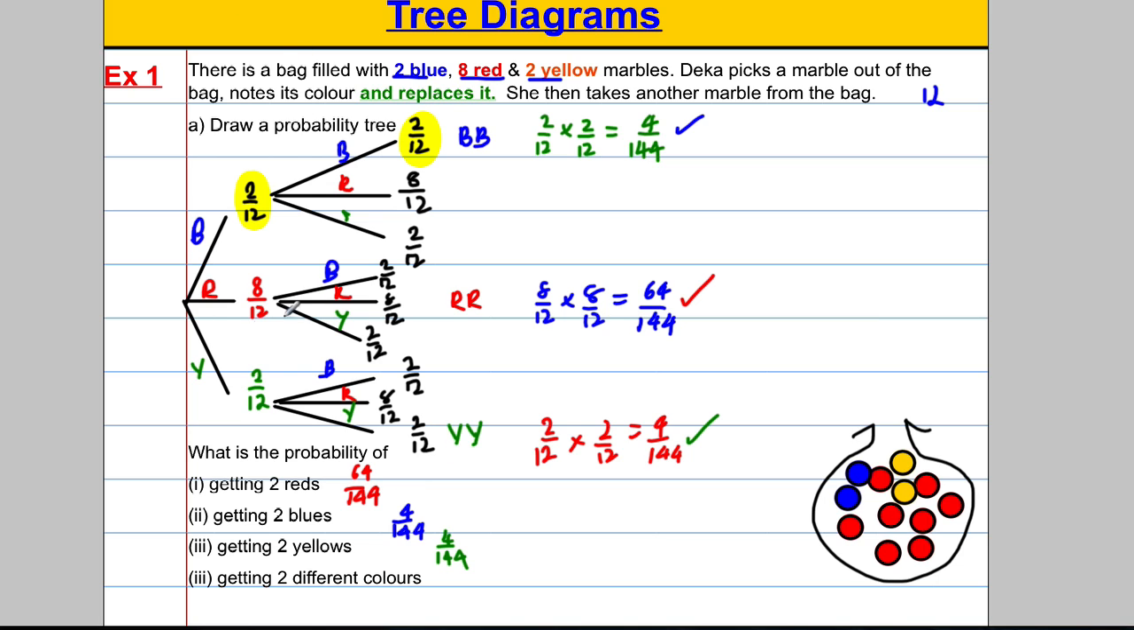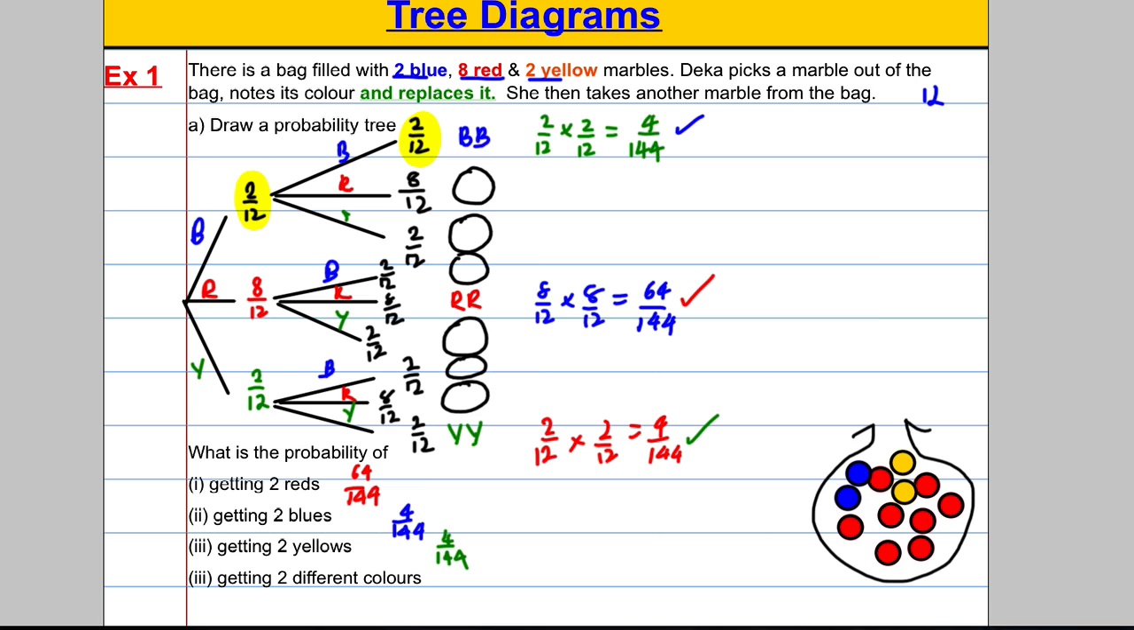Well, two ways of doing it. We could either get a blue and a red and work out this, or a blue and a yellow and work out this, a red and a blue, a red and a yellow, a yellow and a blue, and a yellow and a red, and add them all up, which is going to take us ages.